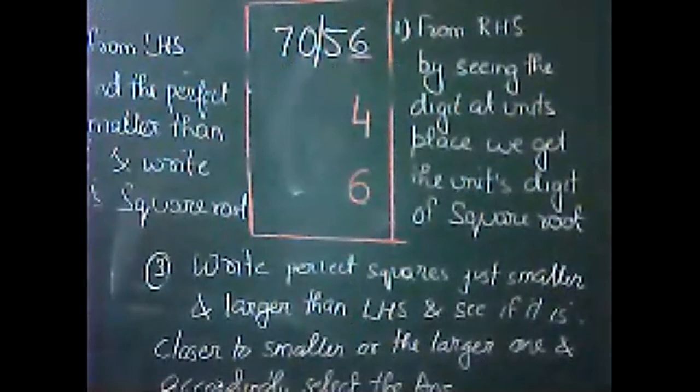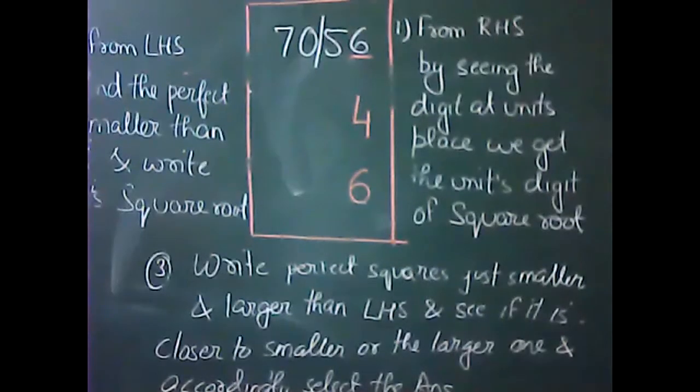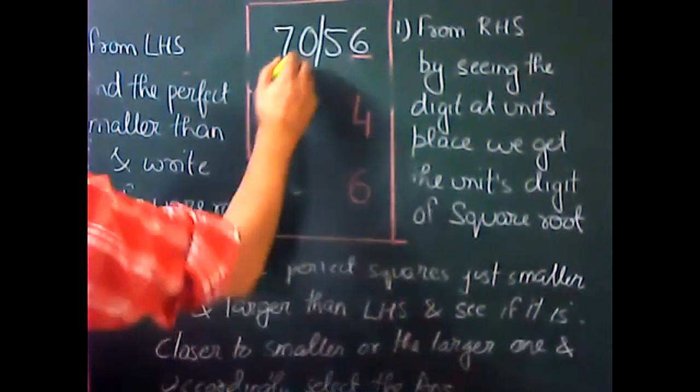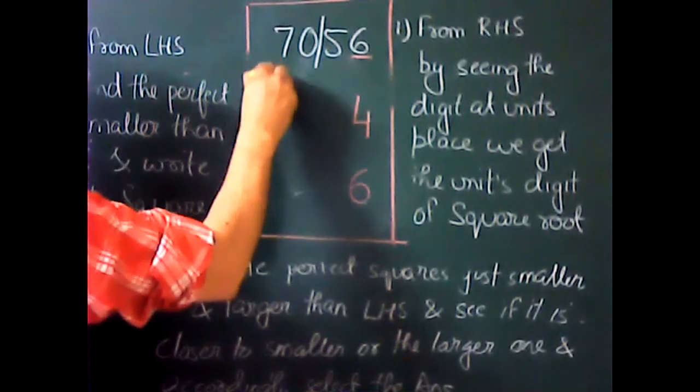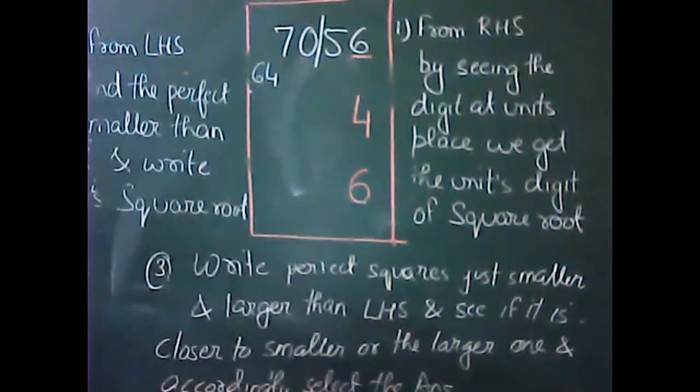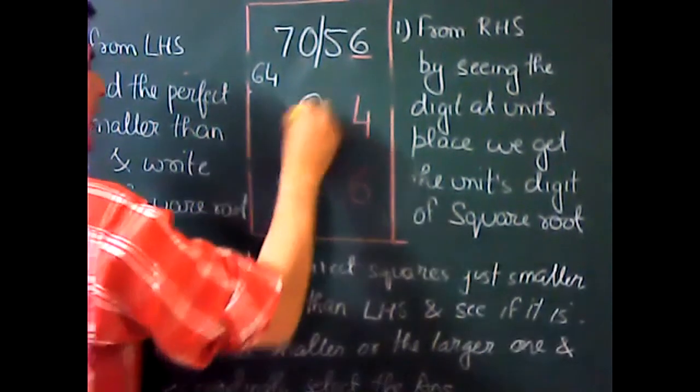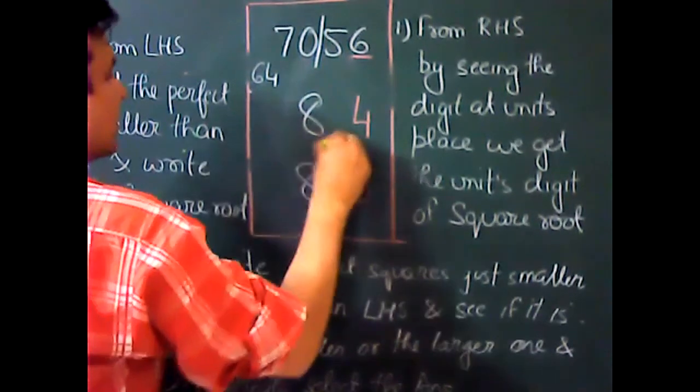We need to find the perfect square smaller than 70, isn't it? Yes. The perfect square smaller than 70 is 64. And the square root of 64 is 8. So I'm going to write here 84 or 86.